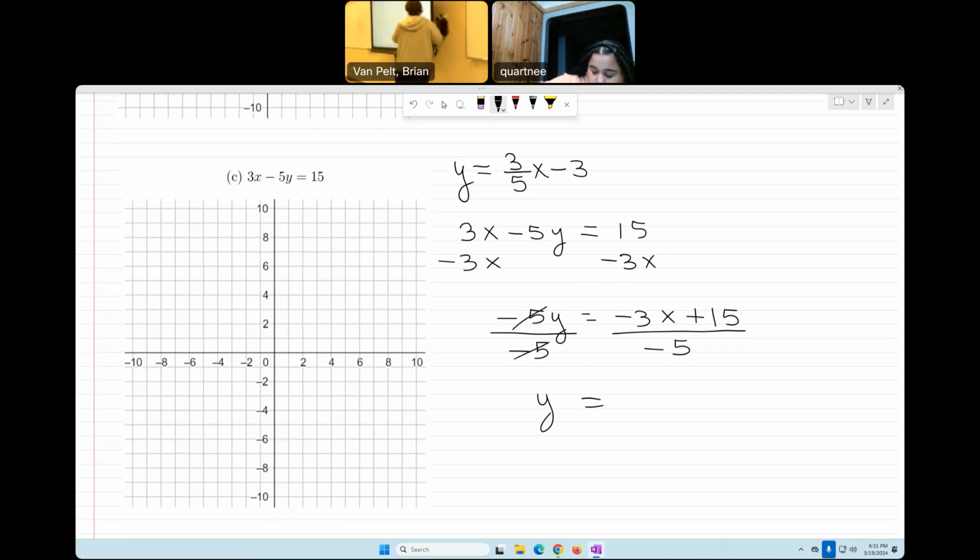Now, when you break this up into two fractions, I'll have -3x over -5 plus 15 over -5. The form that I really want, notice that the negatives cancel on the 3/5. So we get 3/5 x minus 3. Once it's in that form, you can start graphing it.